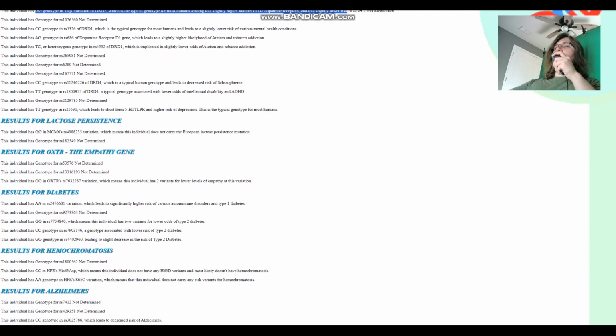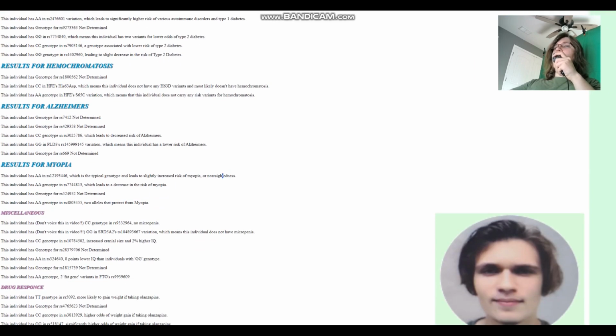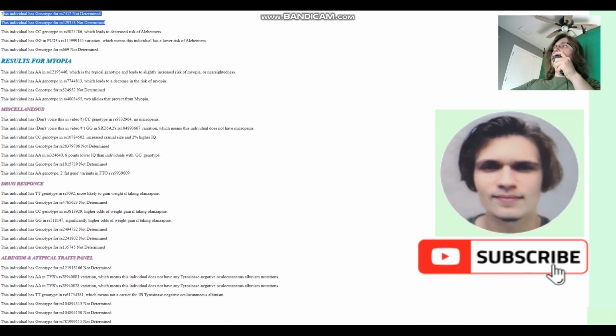Now, for lactose persistence, she's got GG here, which means does not carry European lactose persistence allele. For diabetes, she's not genotyped for this one, which is the only one we really care about. For hemochromatosis, does not have any risk variants. I'm just going to skim by really quickly. Not genotyped for these two. For Alzheimer's, that are the most important for Alzheimer's, we're going to skip that.